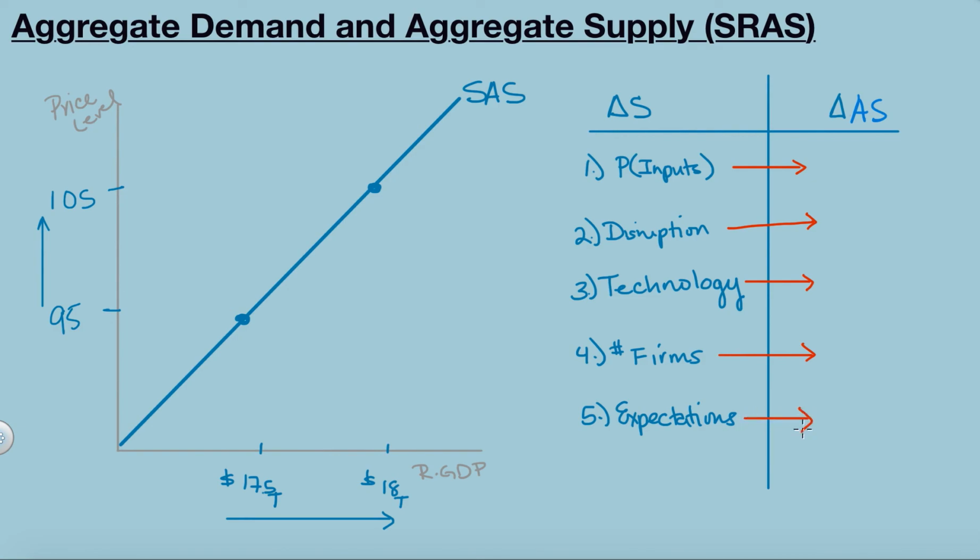Yes, expectations. So all of those things that affect individual markets affect the collective aggregate supply curve in the short run. Okay, so after this, we're going to look at the aggregate supply curve for the long run.